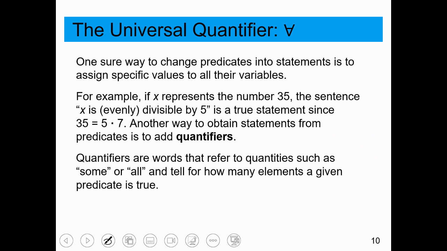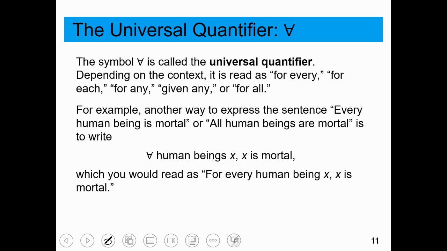Another way to obtain statements from predicates is to add quantifiers. Quantifiers are words that refer to quantities such as some or all, and tell for how many elements a given predicate is true. This symbol is called the universal quantifier. Depending on the context, it is read for every, for each, for all, or given any.